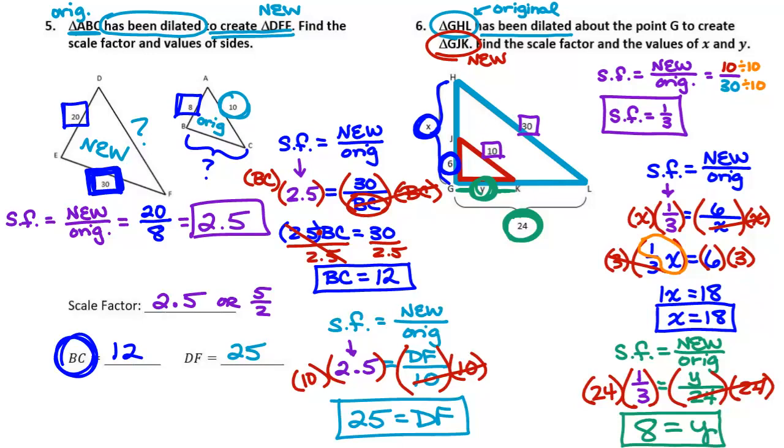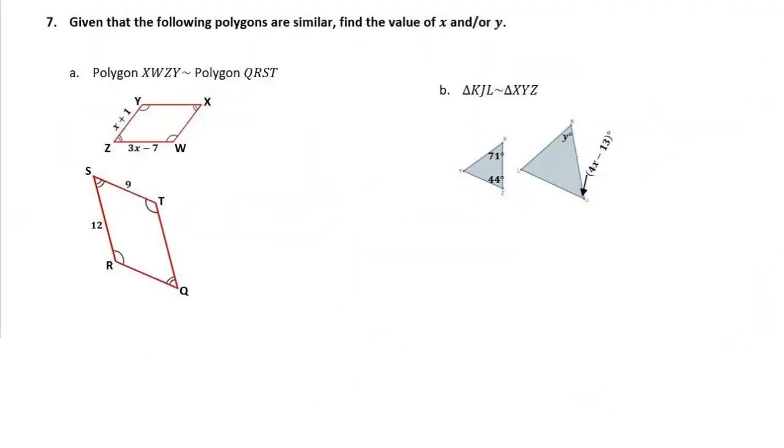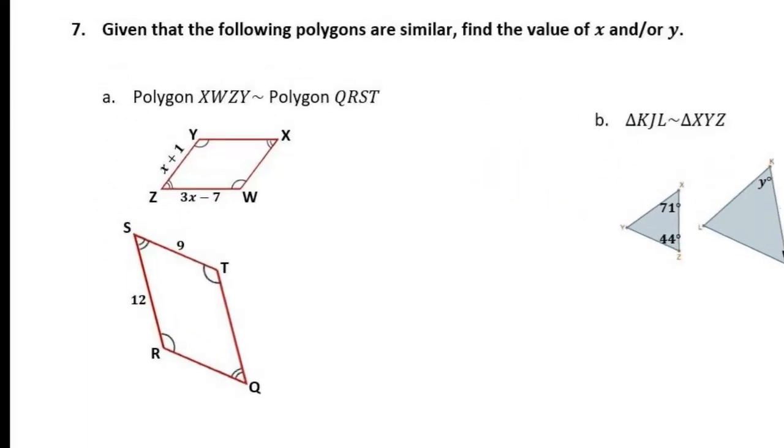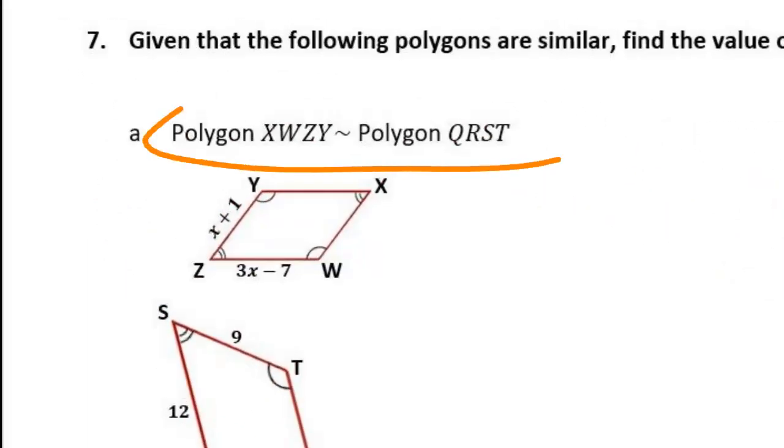Let's look down at number 7. We have 2 parts to number 7. We have an A part and a B part. Here they're telling me that these 2 polygons are similar to each other. Yesterday we learned how to read a similarity statement, so I'm going to be able to find which sides are the corresponding sides that go together here. Does it tell me which is my new and which is my original? It doesn't say anything about it being dilated, so we're going to have to make a decision.